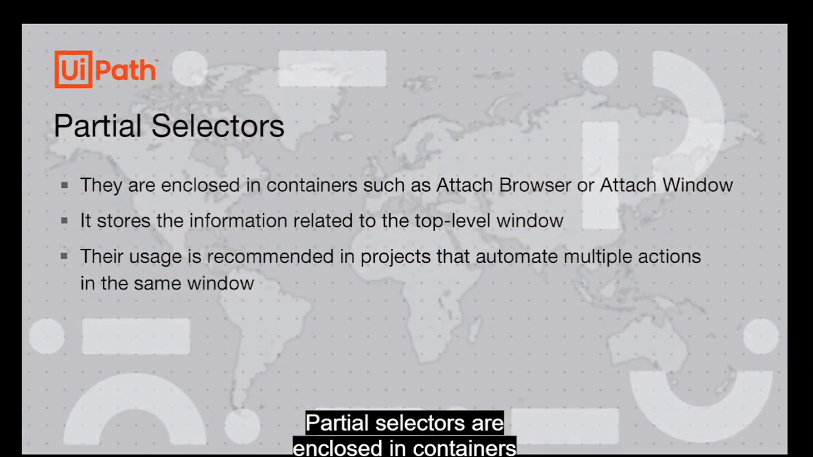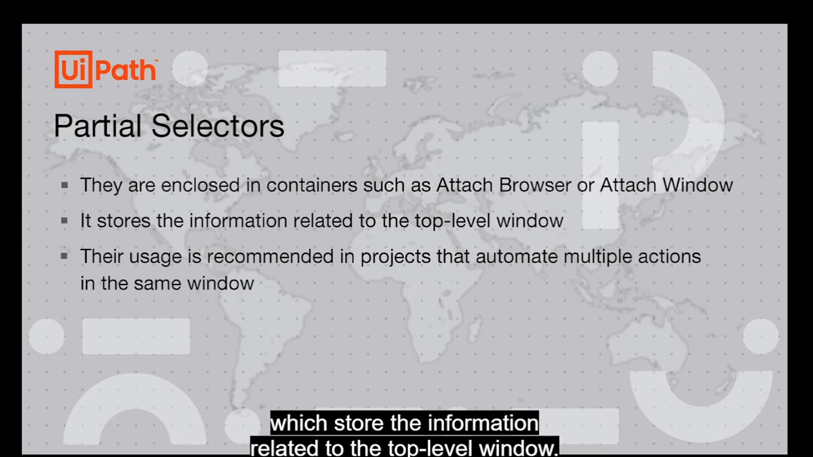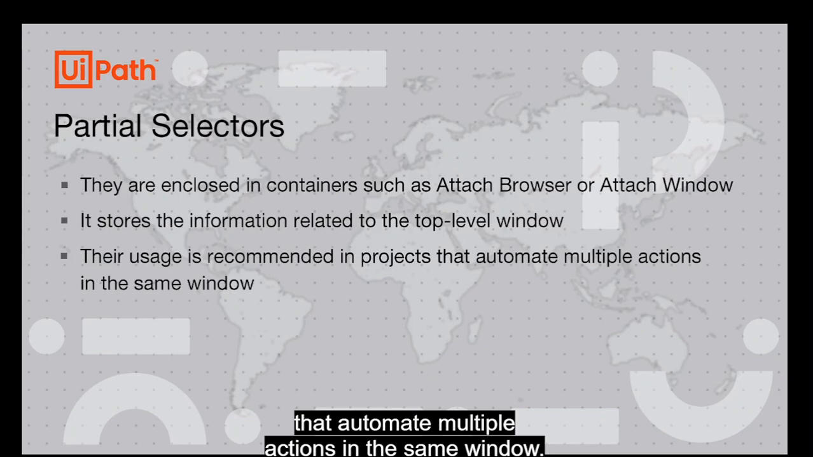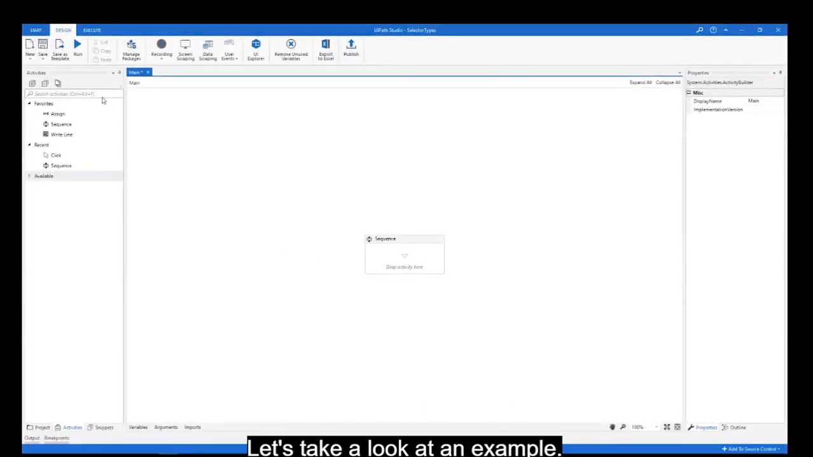Partial selectors are enclosed in containers such as attach browser or attach window, which store the information related to the top-level window. As a result, partial selectors do not include that information. Their usage is recommended in projects that automate multiple actions in the same window. Let's take a look at an example.